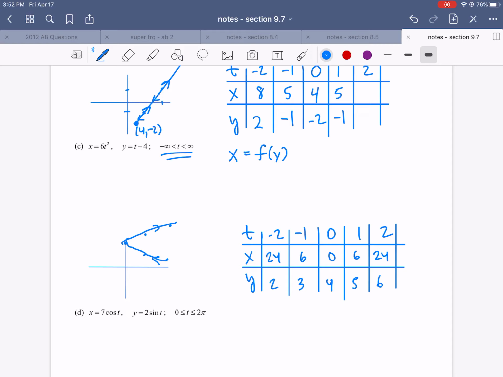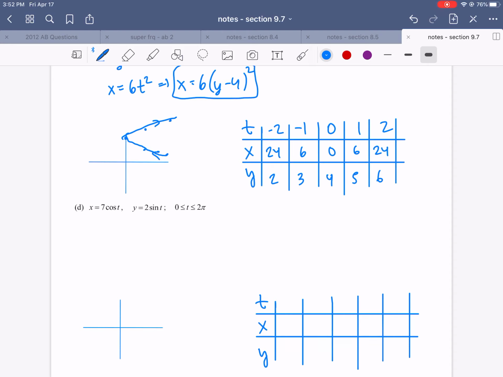And so what that means is that I'm going to take my equation for y and solve that for t, which is going to give me y minus 4 is equal to t. And then I'm going to substitute that into my equation for x, which is going to give me x is equal to 6 times (y minus 4) squared, which in fact is the equation of a sideways parabola.